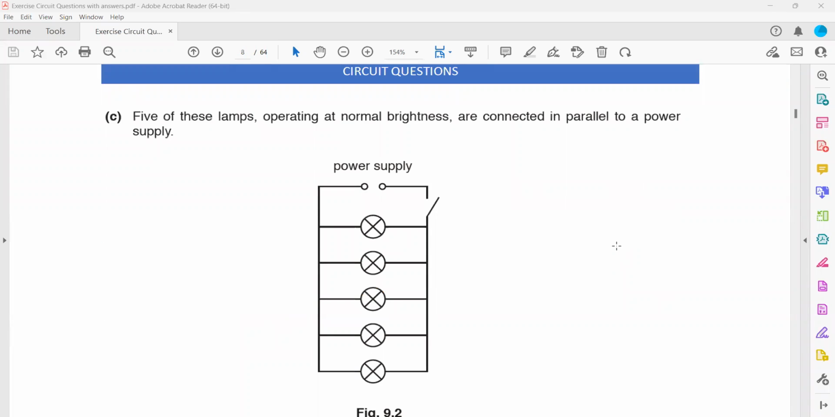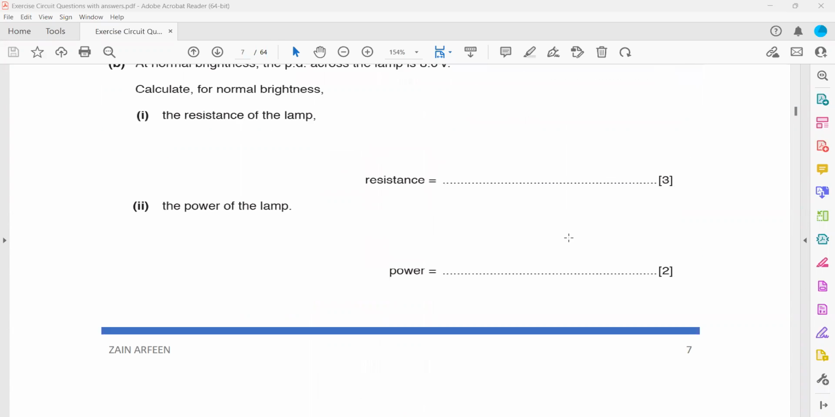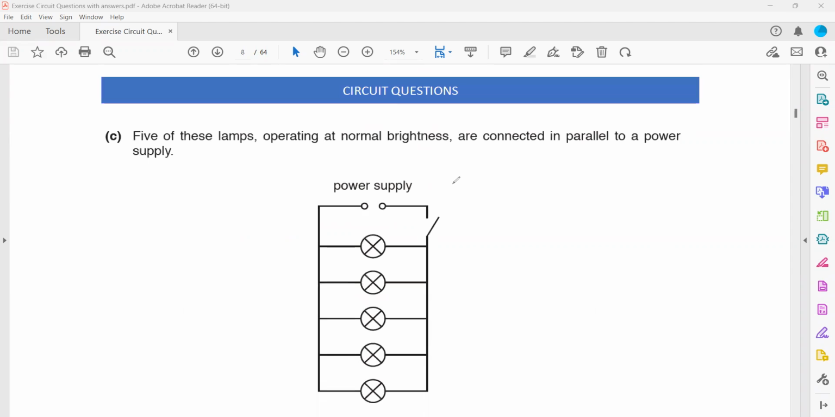5 of these lamps at normal brightness are connected in parallel to the power supply. Determine the EMF of the power supply. At their normal brightness, each lamp is 8 volts. So each lamp has 8 volts. And we know when components are connected in parallel, what is the characteristic of the parallel circuits?